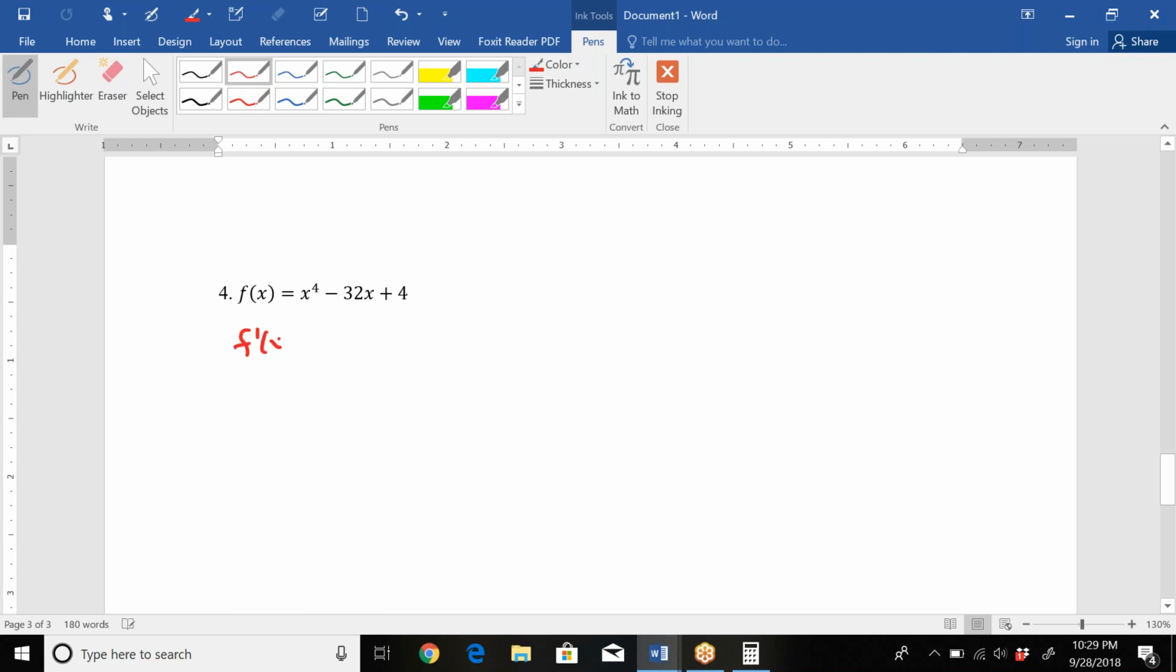So this is f prime of x equals 4x cubed minus 32. We can pull out a 4. That leaves me with x cubed minus 8. Now this tests whether or not you can factor, because that is a difference of two perfect cubes. So you need the cube root of each, which would be x and 2, and you keep the same symbol. This is factoring a perfect cube.